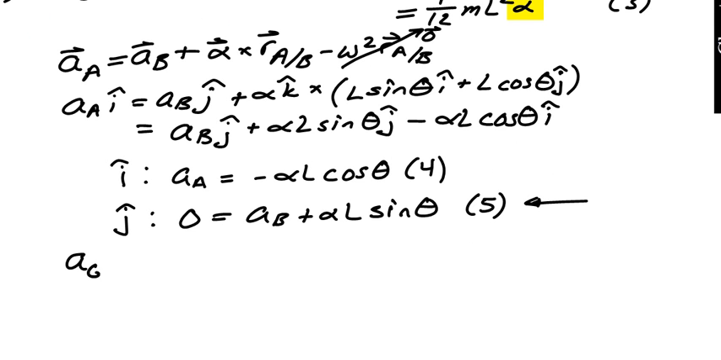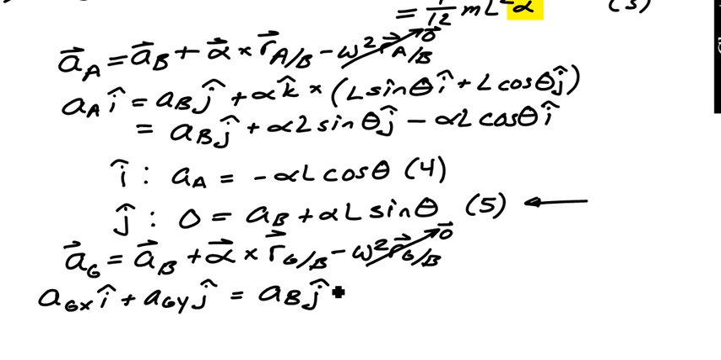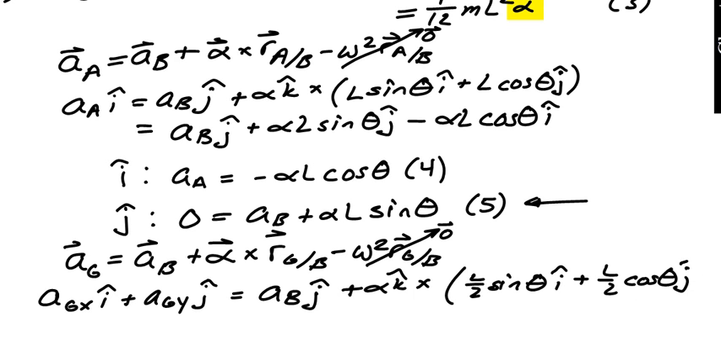Well, now I'm going to relate the acceleration of point G to the acceleration of the point we just found, which is B. In this case, I'll say AG is equal to AB plus the angular acceleration cross R of G with respect to B minus omega squared times R of G with respect to B. Again, I'll note the bar's released from rest, so the last term will go to 0. If I do my substitution now, I'll have AGX in the I plus AGY in the J is equal to AB, which we said was AB in the J, plus alpha in the K, cross R of G with respect to B, which will be L over 2 times the sine of the angle theta in the I, plus L over 2 times the cosine of the angle theta in the J.